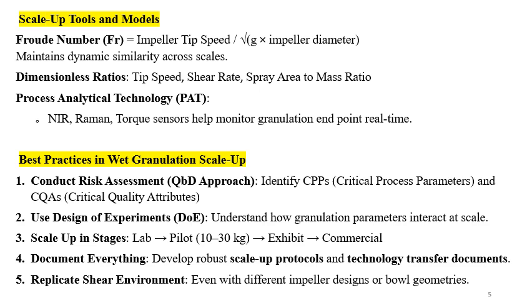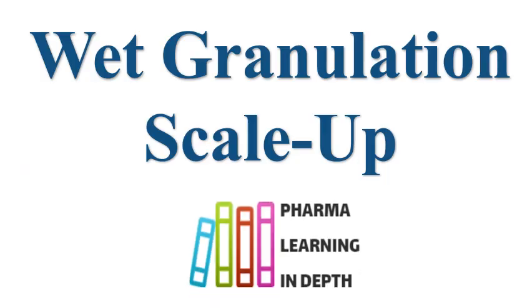Then document everything. We should make the batches and document the parameters. Then replicate the shear environment. Even with different impeller designs or bowl geometries, we should try to replicate the batches. So this was the information for wet granulation scale up.